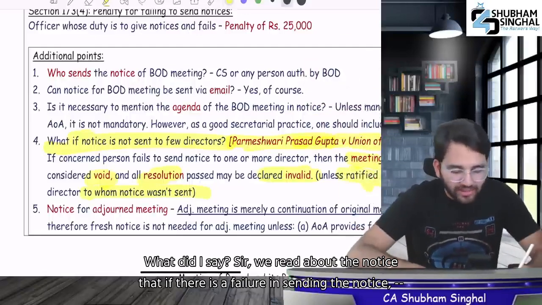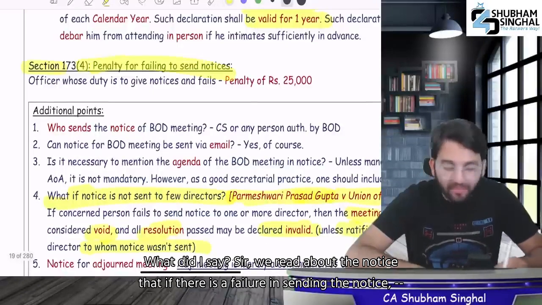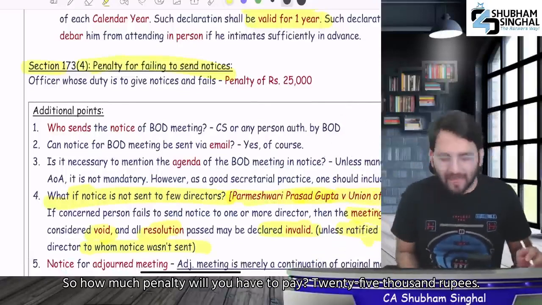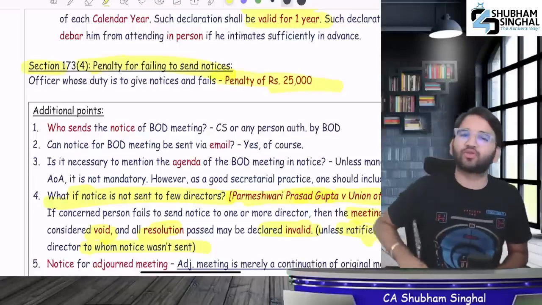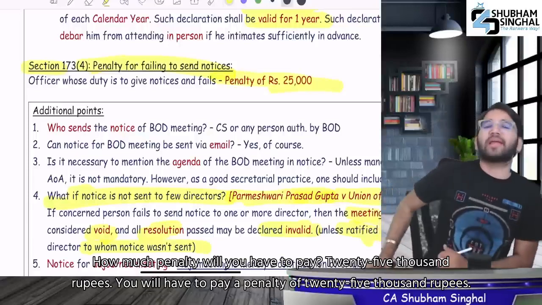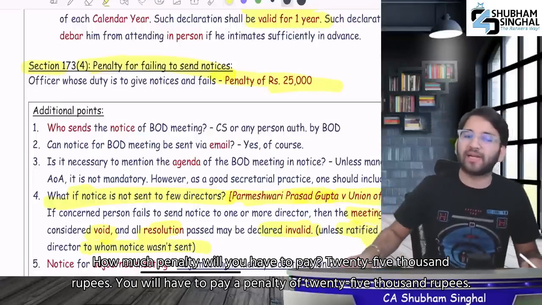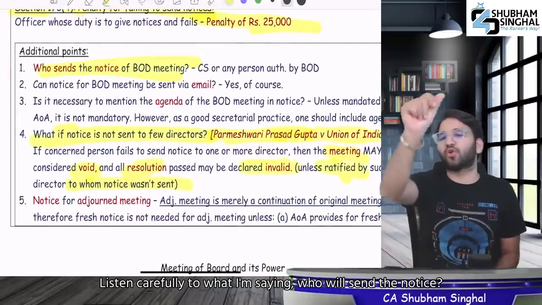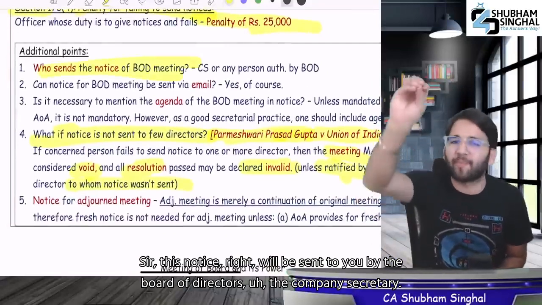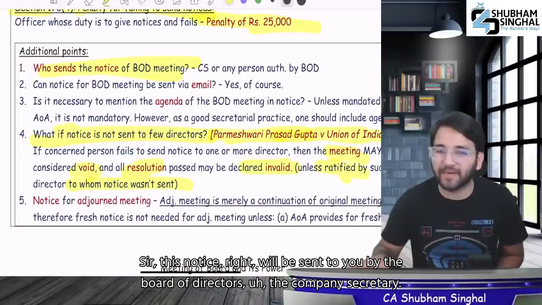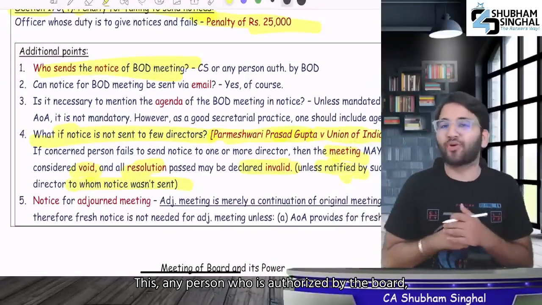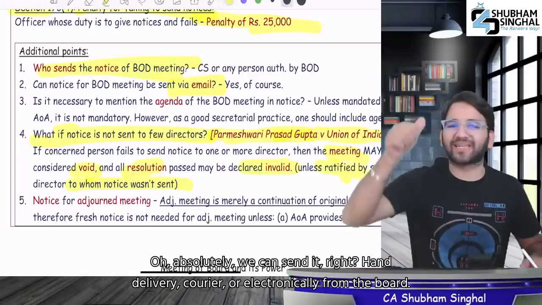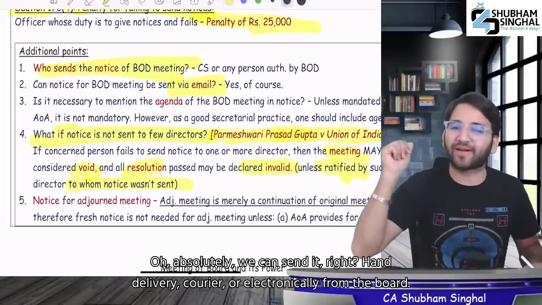What did I say? We read about the notice, that if there is a failure in sending the notice, how much penalty will you have to pay? 25,000. Speak along with me in the comment box. How much penalty will you have to pay? 25,000 rupees. After that, who will send the notice? Tell me, who will send the notice? This notice will be sent to you by the board of directors, the company secretary, or any person who is authorized by the board. Can we send the notice through email? We can send it by hand delivery, courier, or electronically from the board.